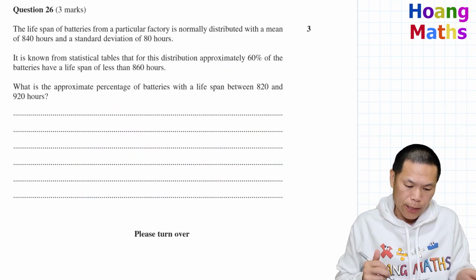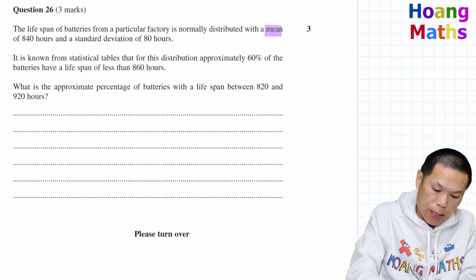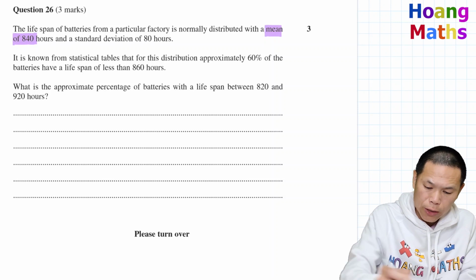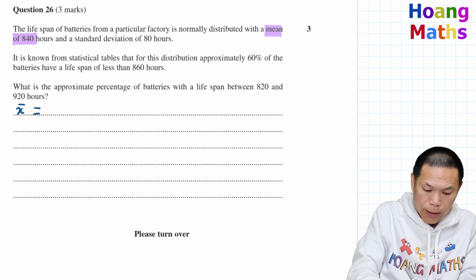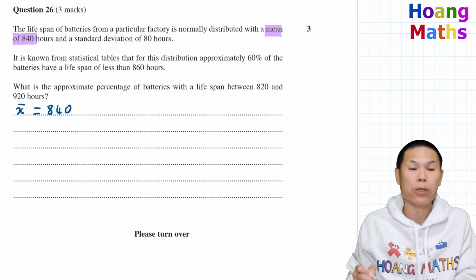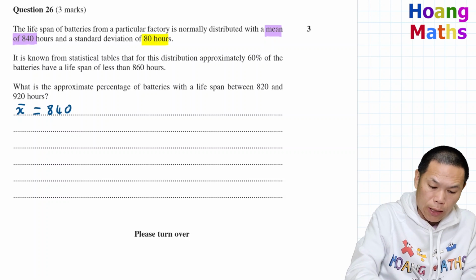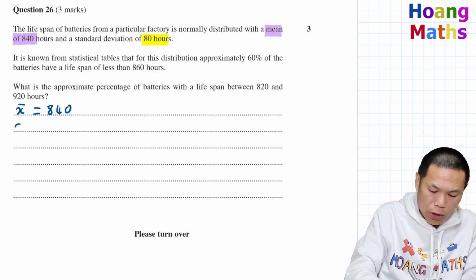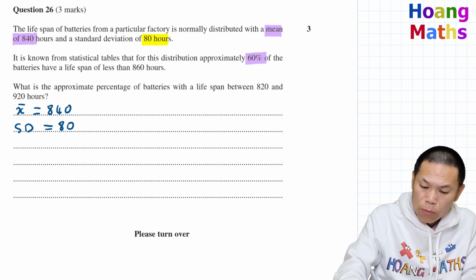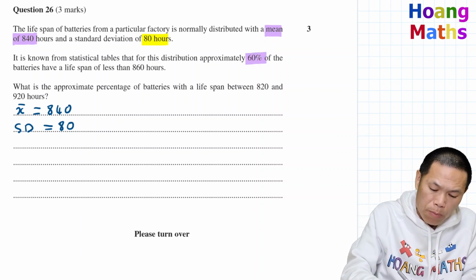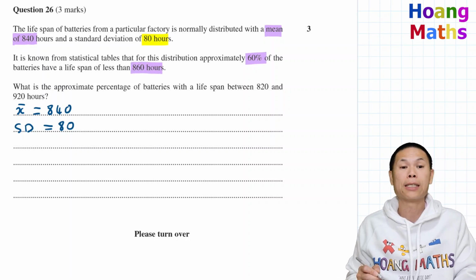Question 26. So first of all, we know that the mean is 840. So let me just make note on this, okay? So the mean is 840 hours. And then the standard deviation is 80. So let me just write SD is 80 hours. And we know that approximately 60% of the batteries have a lifespan less than 860 hours.